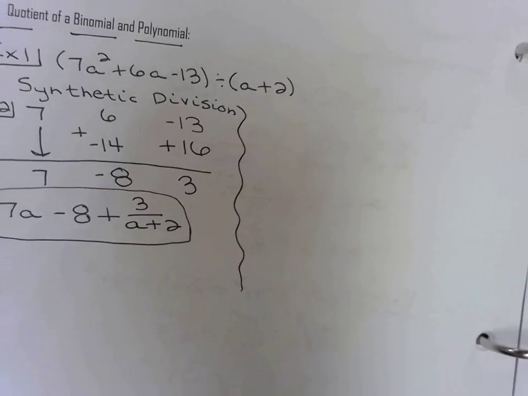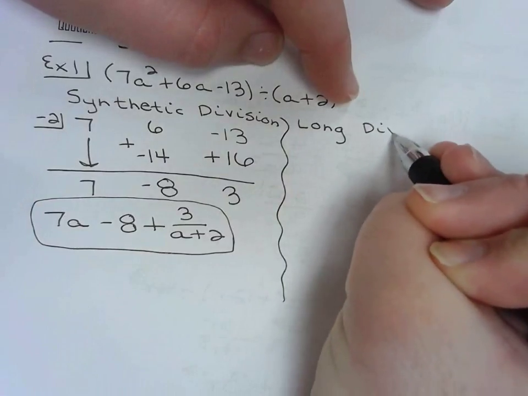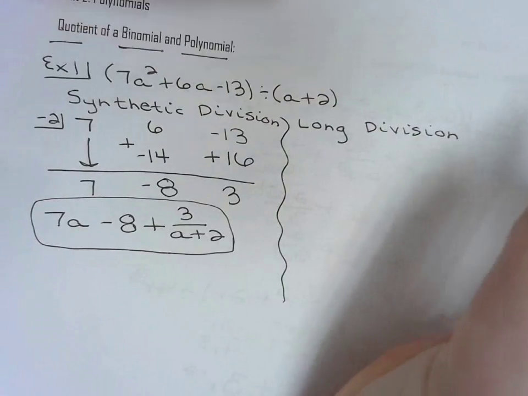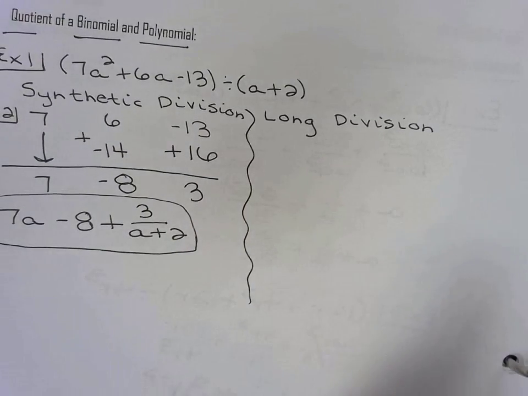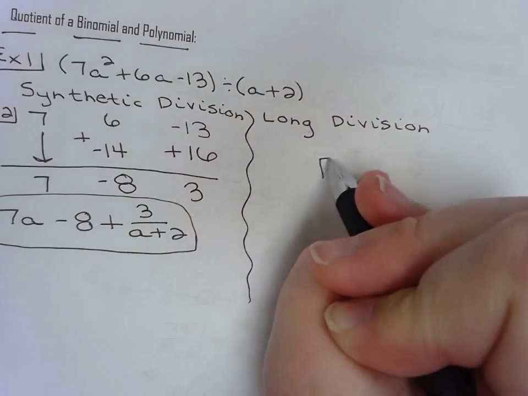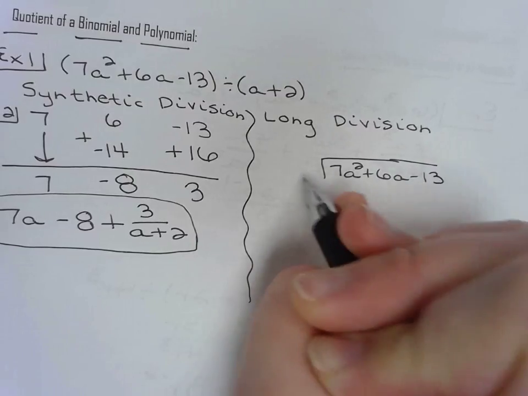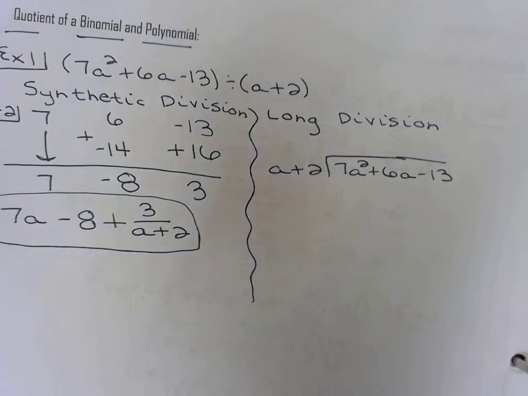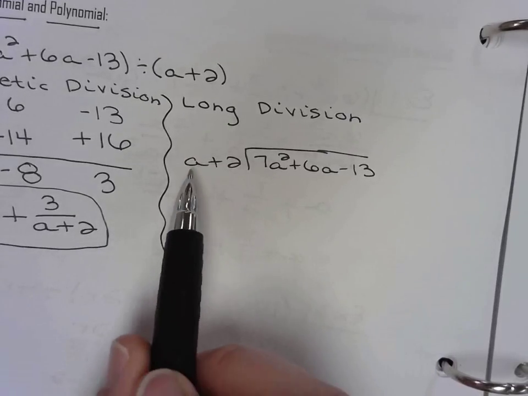Okay, let me show you the other way, and then you can choose whichever way you want to. I still want you writing both ways down. This way is called long division. Long division is kind of like normal division except with polynomials. As I write this, I have 7a squared plus 6a minus 13 divided by a plus 2. This is more like division that you did in elementary school, middle school. Synthetic is brand new. Long division is the same concept as normal long division, it's just with polynomials.